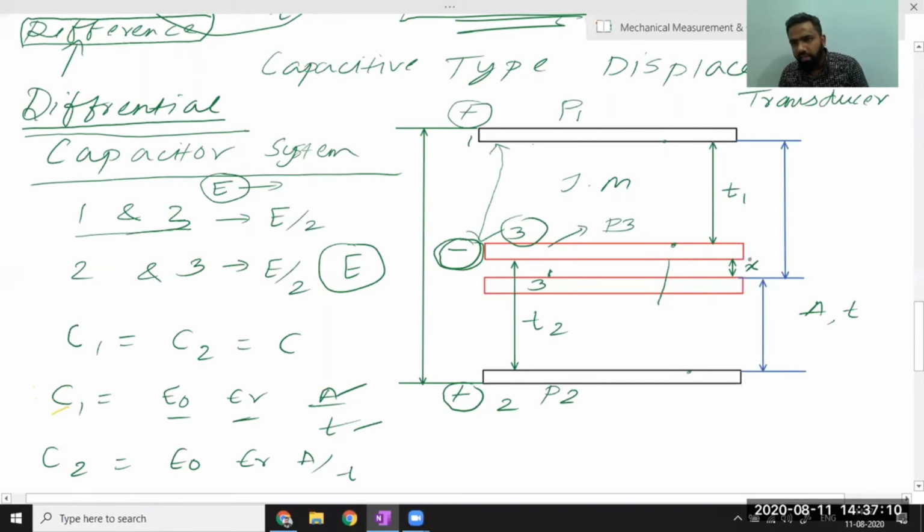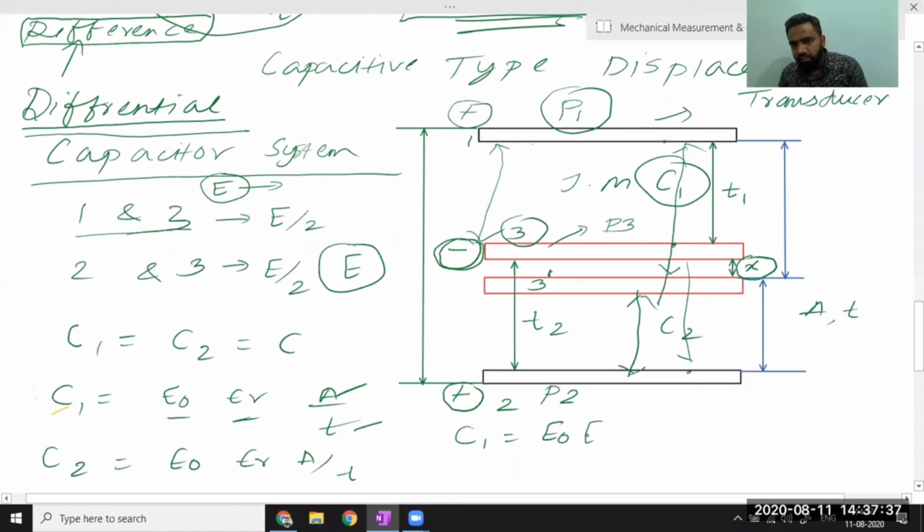So now if this plate is moving by a distance x, I know that C1 and C2 will change. Why will they change? Suppose this system is having a capacitance which is equal to C1, and this system is having a capacitance which is equal to C2. Now I know that C1 and C2 will vary.